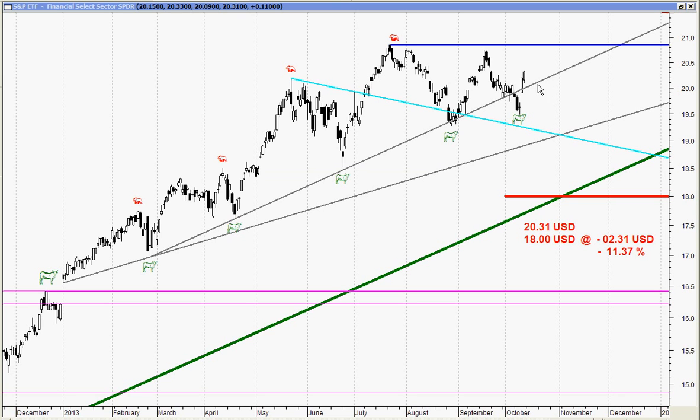Proud back, yes. And here I'm painting two lines. The highs of this year at 20.84, and here the high in May at 20.18. All in all, I would still prefer the long side.